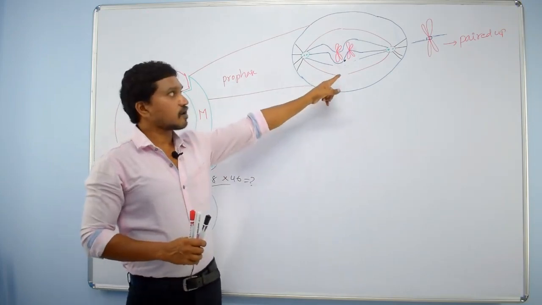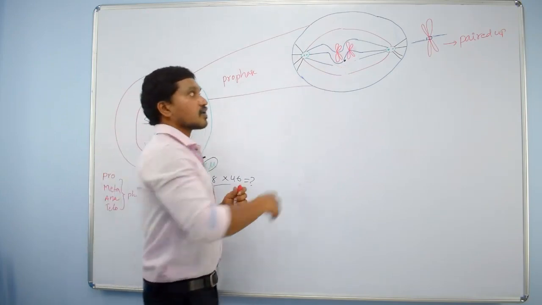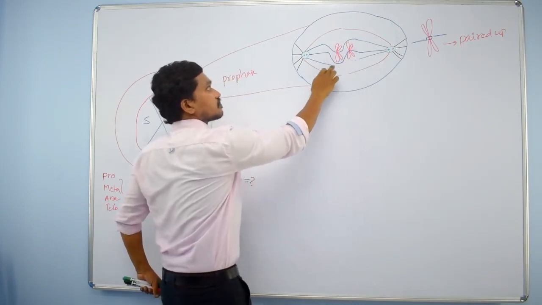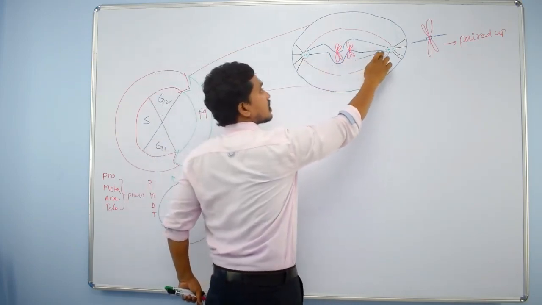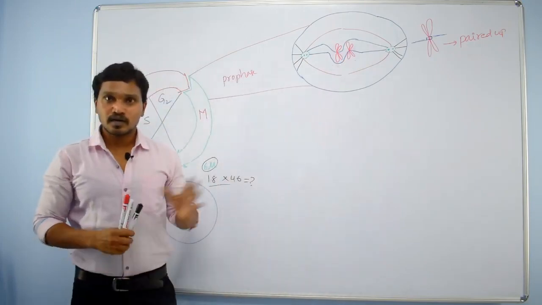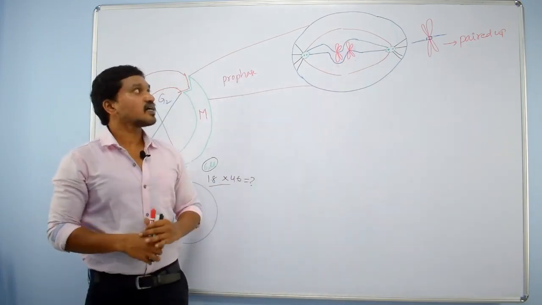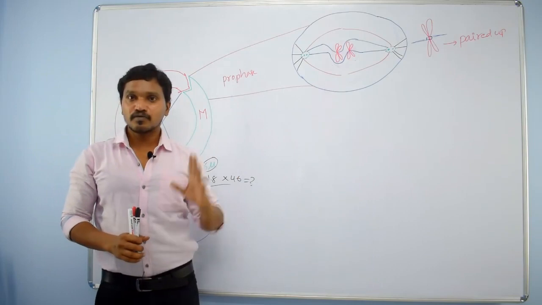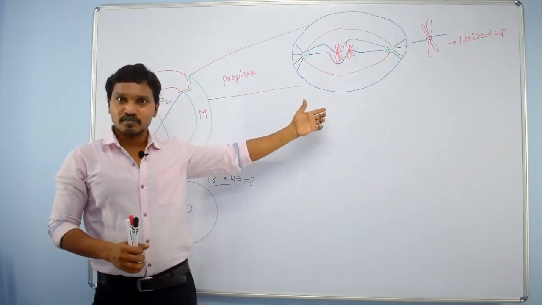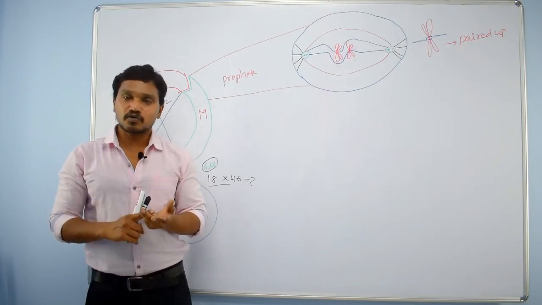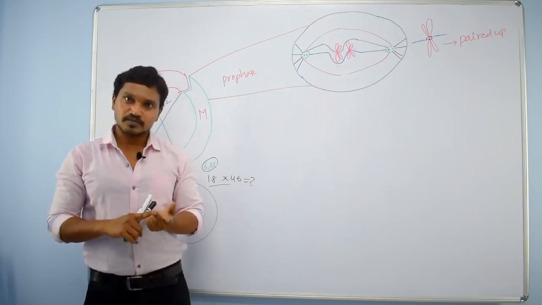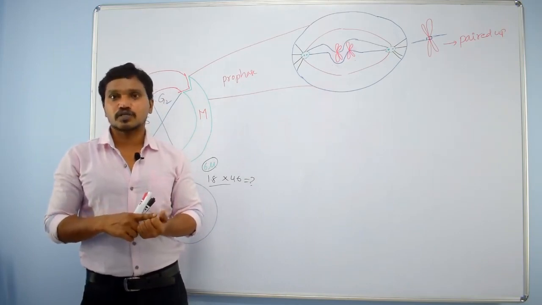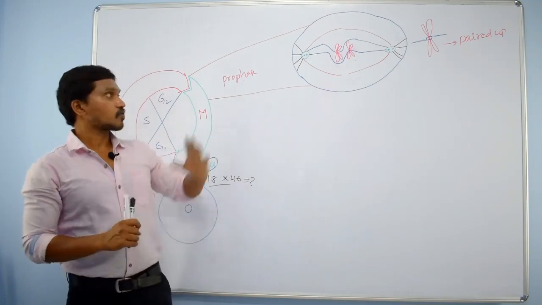Now the aster forms, the nuclear envelope disappears, and the nucleolus disappears. This nucleolus is there, no? This nucleolus disappeared. Clear? So these are the changes which occur in the prophase. Very simple. For explanation it took too much time. I will tell you very simply: condensation of chromosomes, formation of aster, disappearance of nuclear envelope, disappearance of nucleolus. That's it in the prophase.